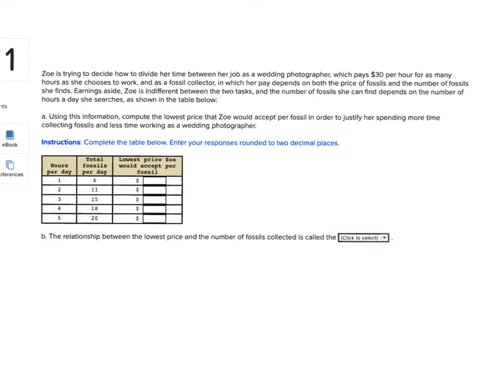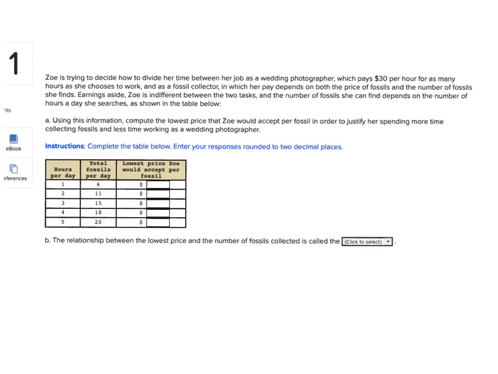I always get a lot of questions about problem set 2, number 1, and this is how it reads. Zoe is trying to decide how to divide her time between her job as a wedding photographer, paying $30 an hour. Everybody has a different number, I think, for that one, and you want to make note of that. Let me write in a way that's not going to ruin so much text.